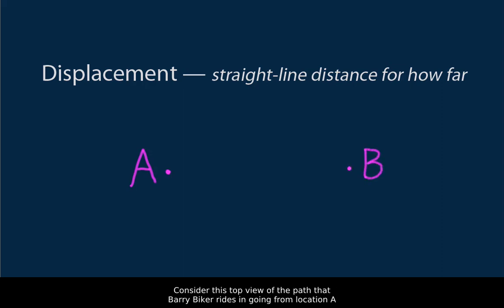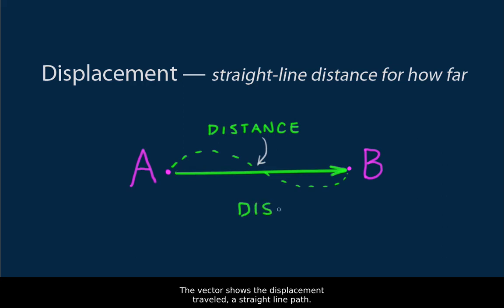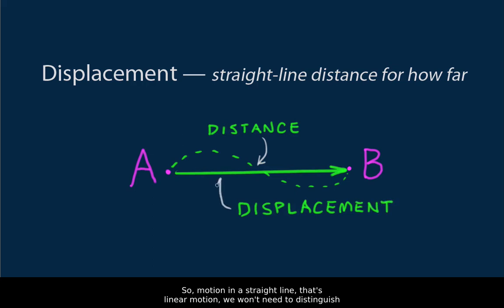Consider this top view of the path that Barry Biker rides in going from location A to location B. The dotted path shows the distance traveled. The vector shows the displacement traveled, a straight line path. For motion in a straight line, that's linear motion, we won't need to distinguish between distance and displacement. For practical purposes, they're the same. In my lessons, I prefer to use distance.